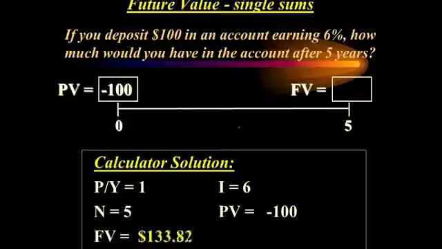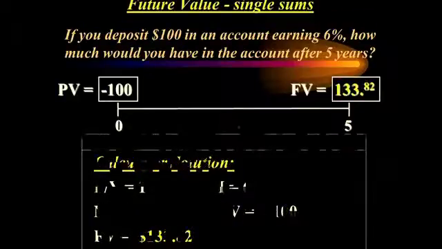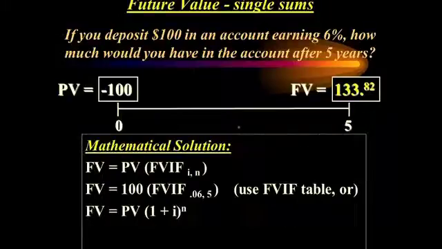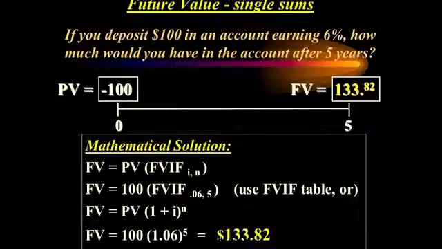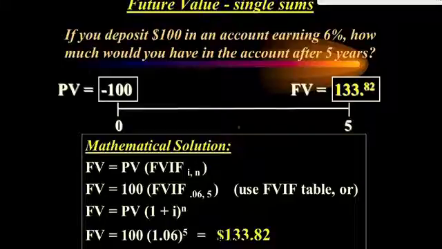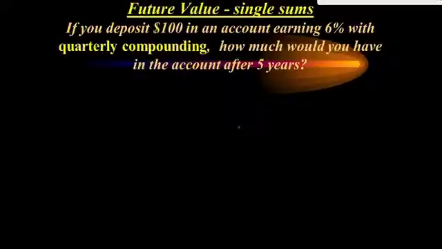Similarly, you can calculate, value comes to 133.82. Similarly, you can go for the mathematical solution. We can use the table or we can use the formula. If I use the formula, 100 into 1 plus 0.06 raised to power, now time is 5. Value comes to 133.82. So future value can be computed for a single sum, right?